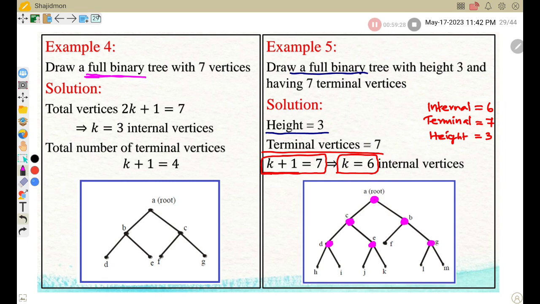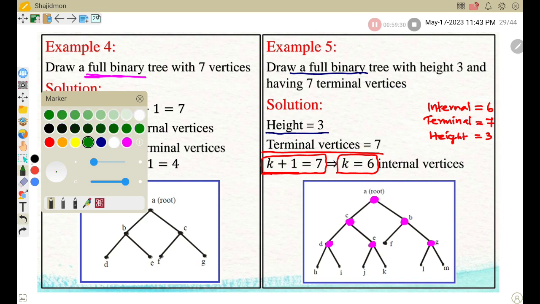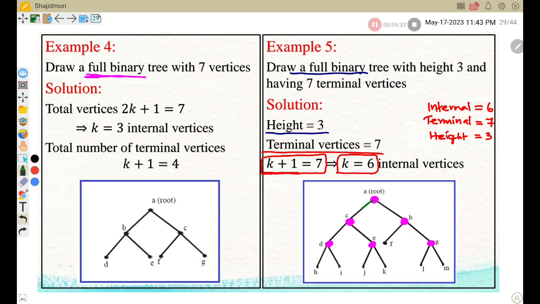Now each internal vertex we need to put how many children? 2 children, correct? So this one has 2 children, this one has 2 children, here we have 2 children, this also 2 children, and here also 2 children. Hope you understood. And this also 2 children. All the internal vertices should have 2 children.